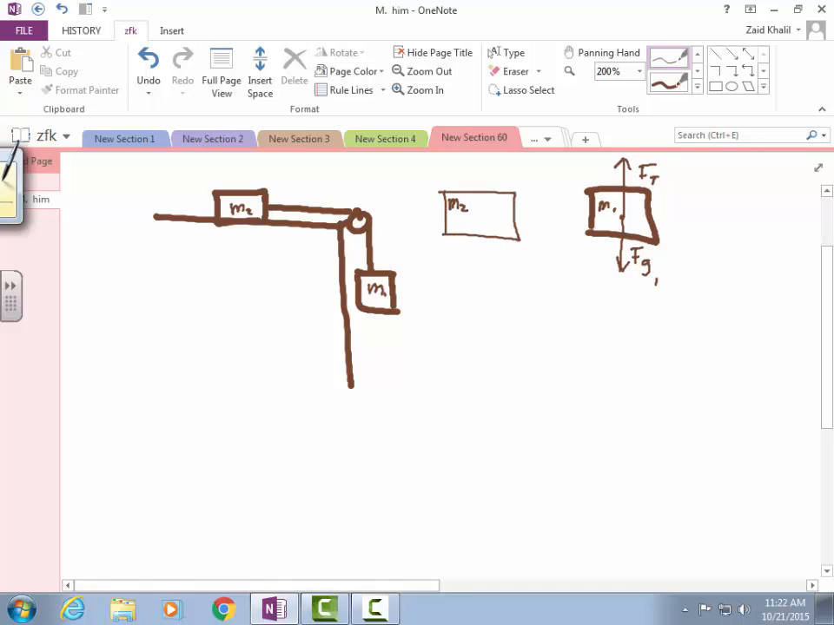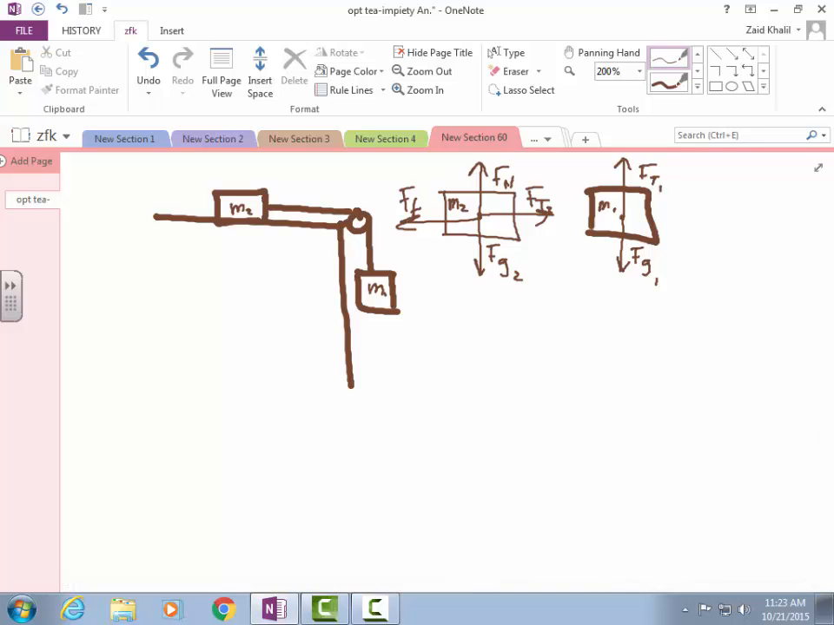M2. What's on M2? Tension. Which direction? Ft to the right. Actually, let me separate out my FTs. Ft1, Ft2. What else? Spit them out. Gravity, normal force, right? Gravity. Normal force. And friction. Notice I'm not specifying which friction. Why? Yes? That's right. You have your three scenarios.